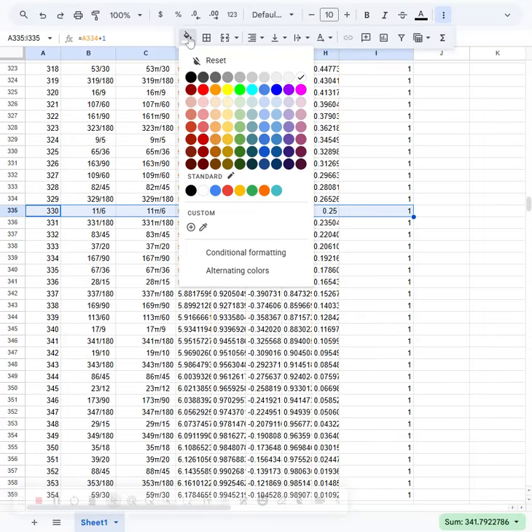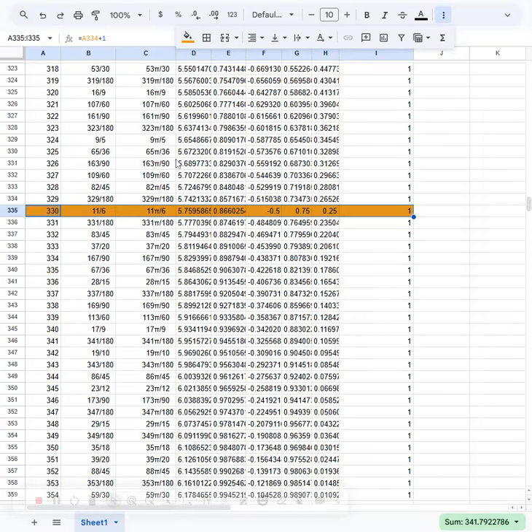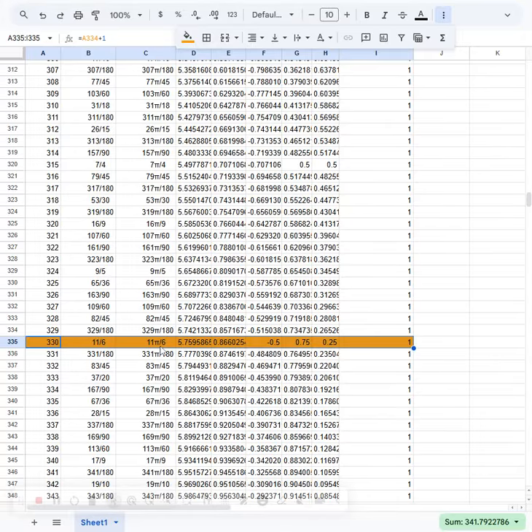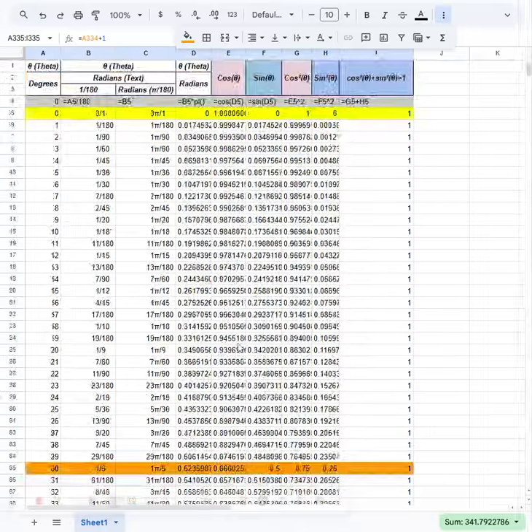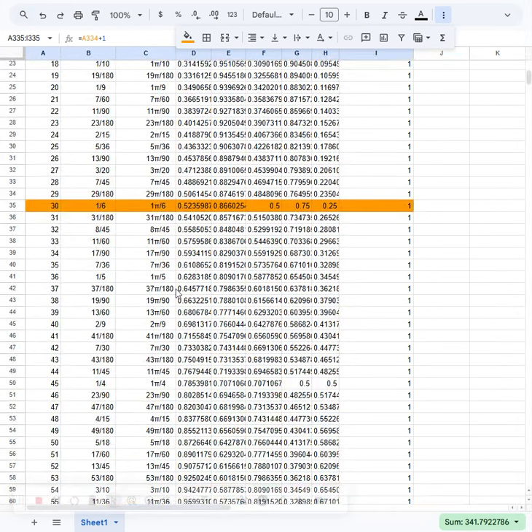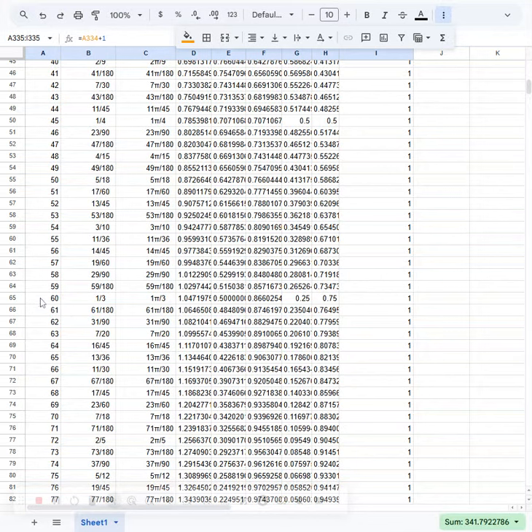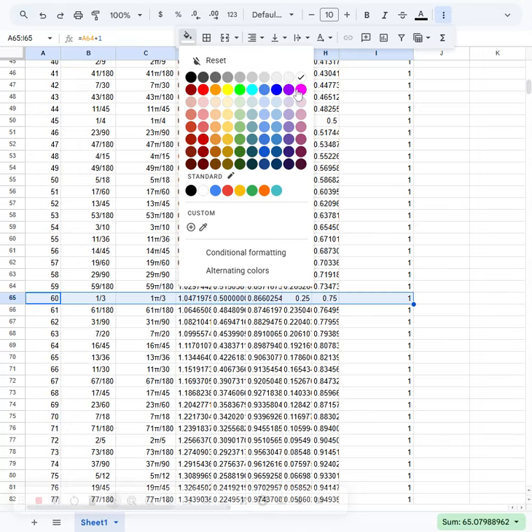So those are multiples of 30 degrees, right? Or multiples of pi over 6. So you've got pi over 6, 5 pi over 6, 7 pi over 6, 11 pi over 6. There's 4 that need to be highlighted orange. And then you also want to do multiples of 60 degrees, or pi over 3, and highlight those like a magenta.